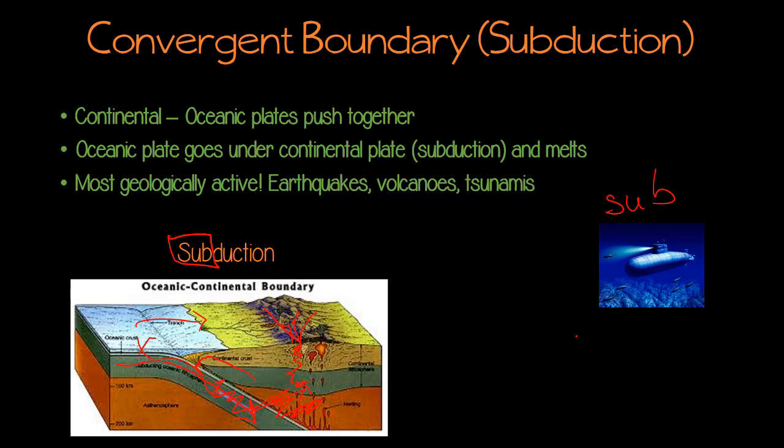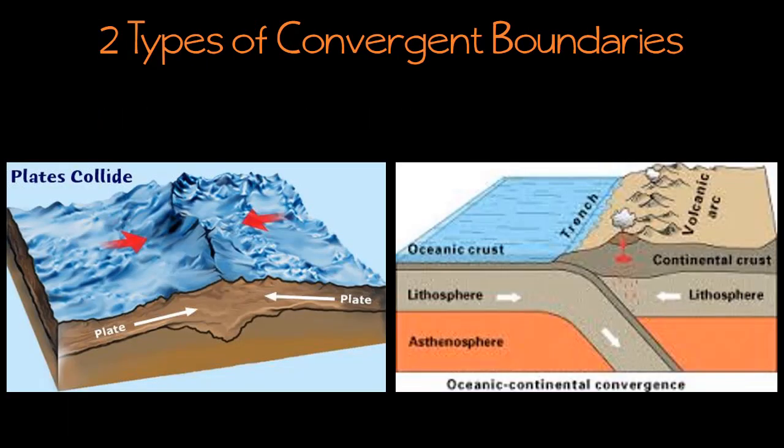So your main idea for this lesson should be that one type of plate boundary, convergent boundaries, happen anytime that two plates push toward each other. And there are two types of convergent boundaries. One where both of the plates push together and go up, and one where one plate gets pushed down underneath the other plate, and that's called subduction.